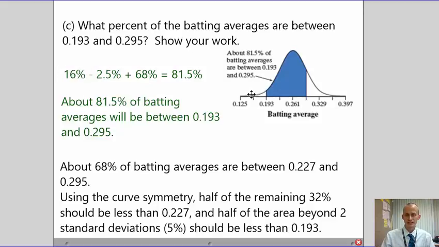Then if I move to 2 standard deviations away, like this is the 0.193, both tails combined is 5%, so we divide by 2 and we get 2.5%. So I'm going to subtract that from 16 and then add that together with 68. Just by doing that simple arithmetic, we end up with 81.5%. About 81.5% of batting averages will be between 0.193 and 0.295. The stuff in green here is what you would need to put into your notes. The stuff in black is just the description of how we arrive at those answers.